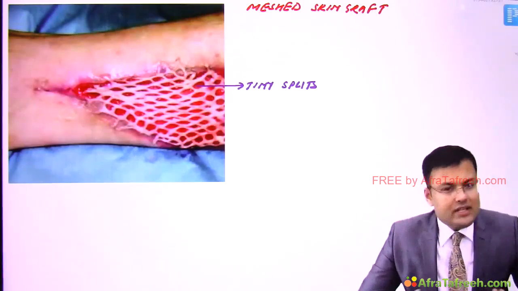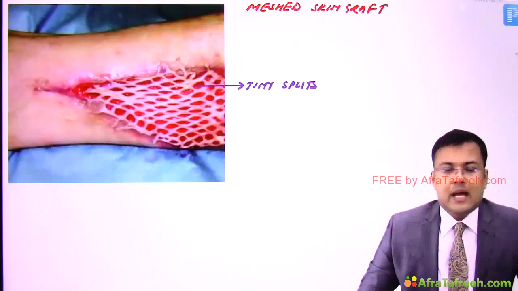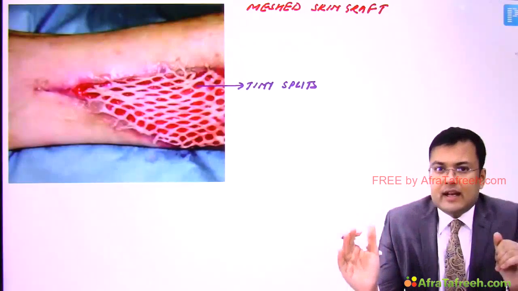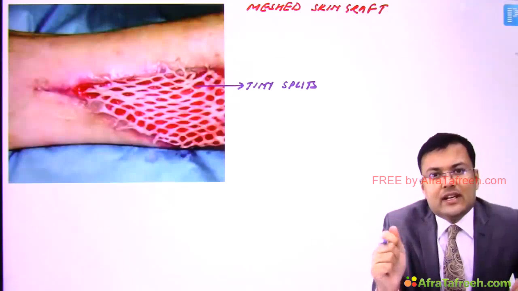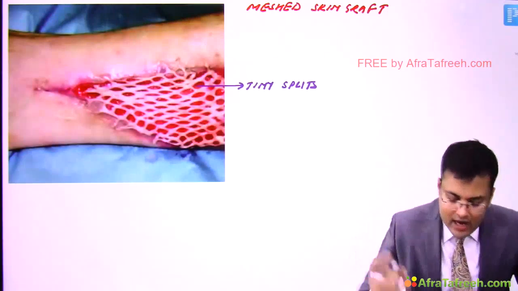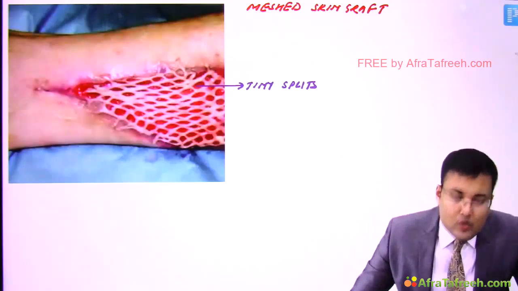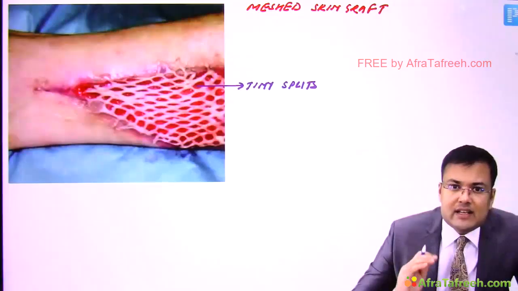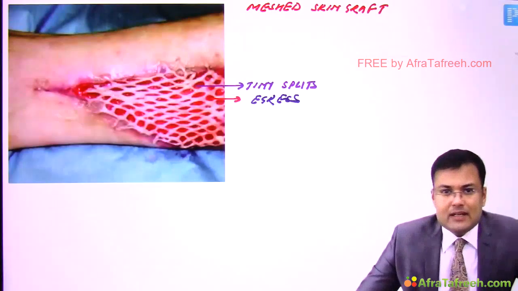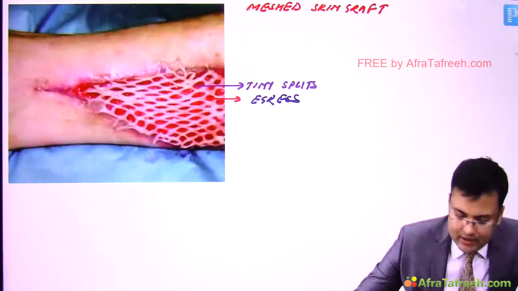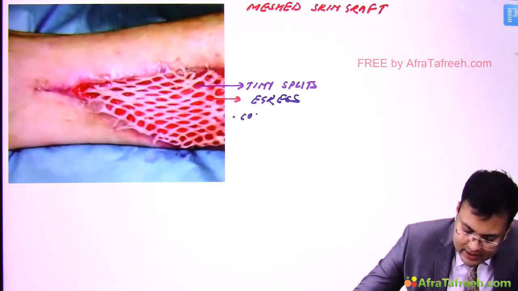Clear? Now see what the advantage of this meshed skin graft is. Sometimes we have to cover a larger surface area, but the graft which is available is small, right? So we perform the meshing so that it can resurface a larger surface area, by creating tiny splits. Via these tiny splits, whatever fluid is collected inside can egress, so there is no hematoma or seroma formation. Second advantage, there is excellent contour matching.